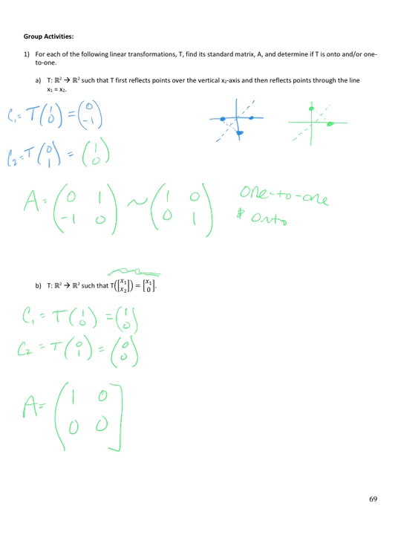And is this one-to-one or onto? It is neither. There is only one pivot, so I do not have a pivot in every column, nor do I have a pivot in every row. So this is neither one-to-one nor onto.